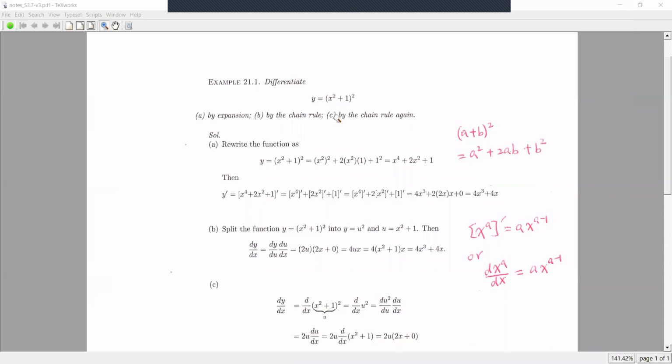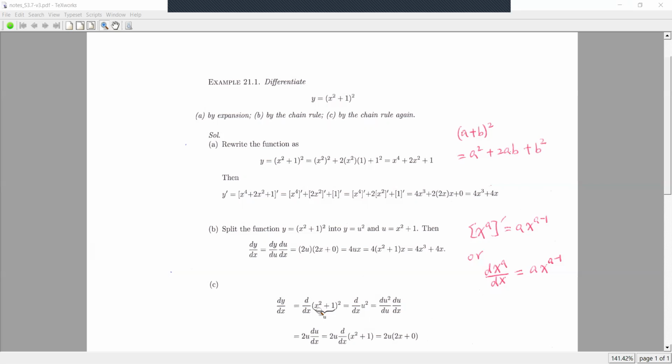Solution to part C. Find the derivative by the chain rule again. In this solution, I present a second way to use the chain rule. Take the derivative of the function y with respect to x. Because y is this function, plug in this function in y, then I have this equation.